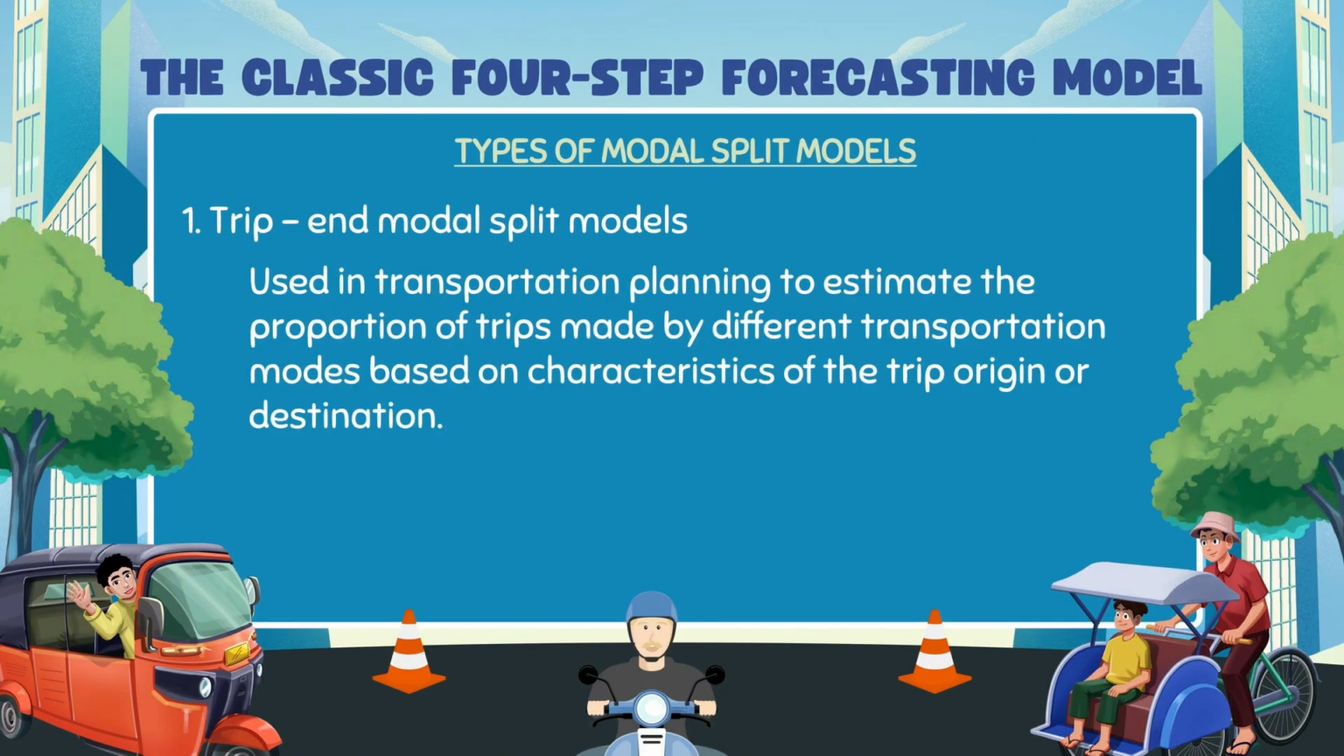Then there are types of modal split models. First is the trip end modal split model. It is used in transportation planning to estimate the proportion of the trips made by different transportation modes based on characteristics of the trip, region, or destination. Planners use trip end models to predict the future. Instead of looking at the whole journey, they look at the start or end point.